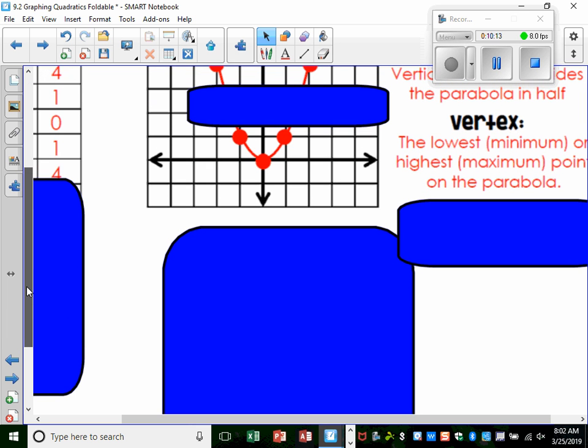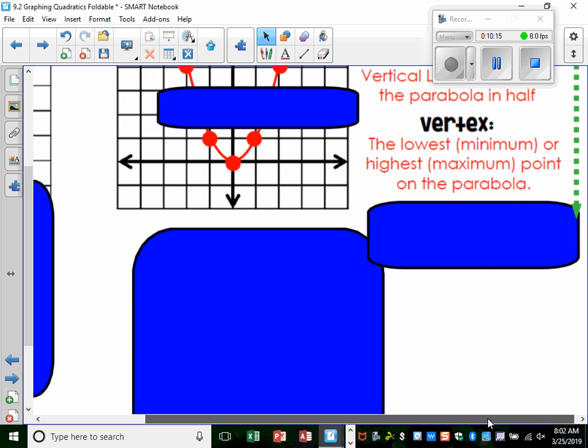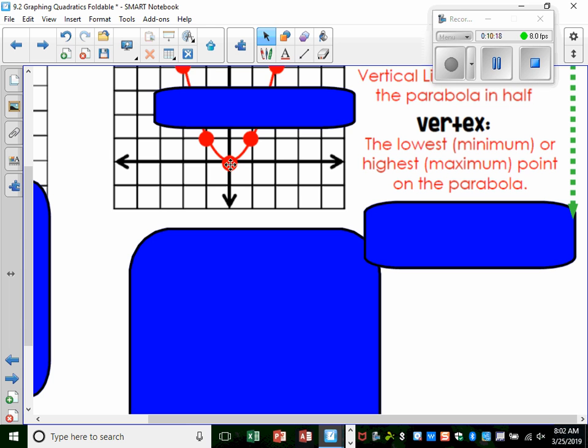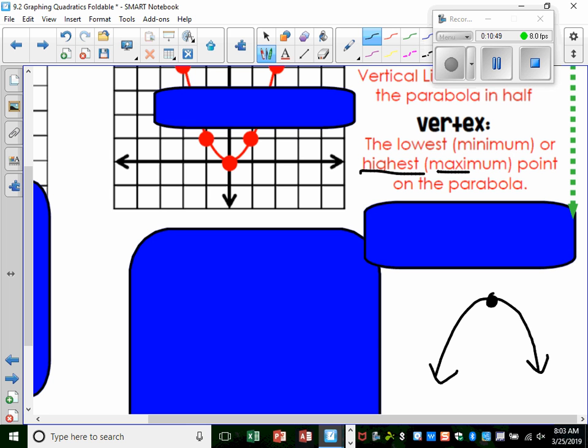Okay, let me move this. So this one obviously is at 0, 0. But we do have two other names that we're going to add to the vertex. When the parabola is going upward like it is, the vertex is the lowest point of your parabola, and we call that a minimum point. And if the parabola was going in the opposite direction, then your vertex is up here. That's the highest point, and that will be called your maximum point.